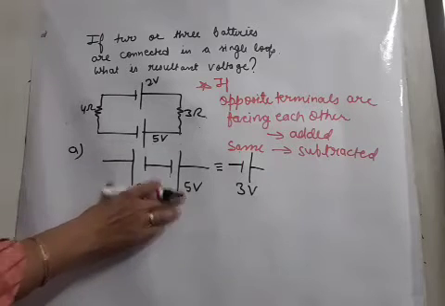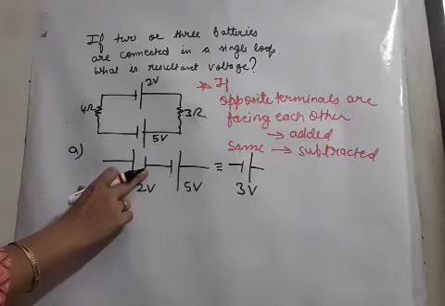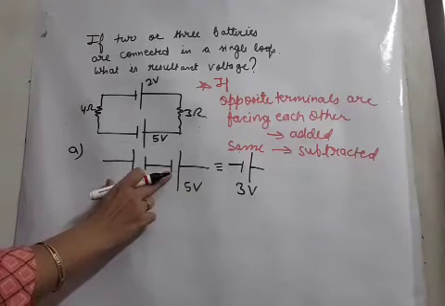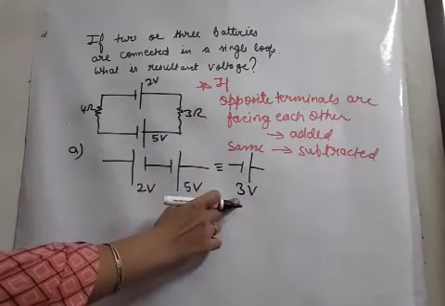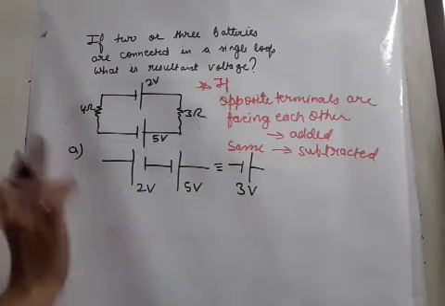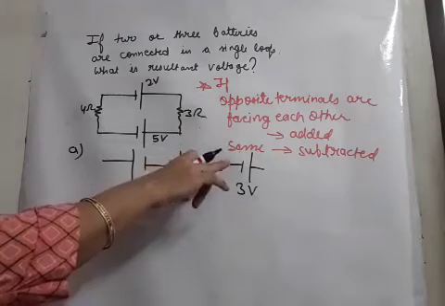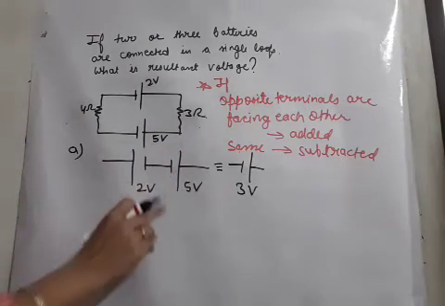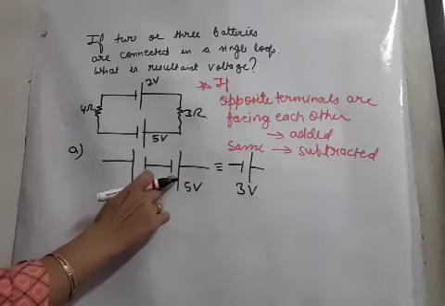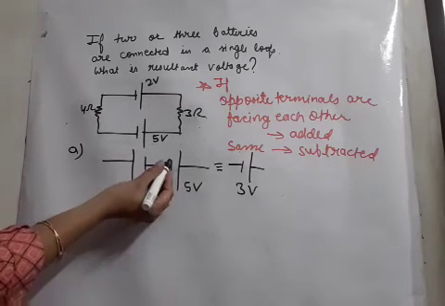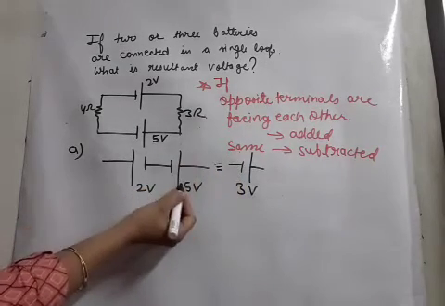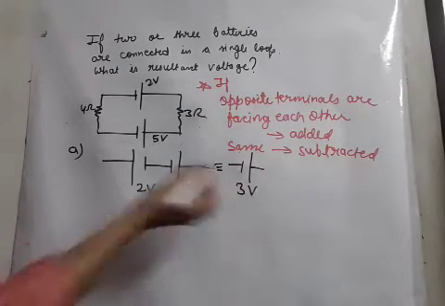So again I am repeating, if negative of one battery is facing the negative of another battery, that means same terminal is facing each other, then they are subtracted. So 2 volt and 5 volt are subtracted, 3 volt is written. We don't have to write minus 3 volt because it is already taken care of in the battery terminals. And how to show the battery terminals? Always according to the bigger battery. So left terminal is smaller, so here also left terminal should be smaller. Right terminal is bigger, so right terminal should be bigger.